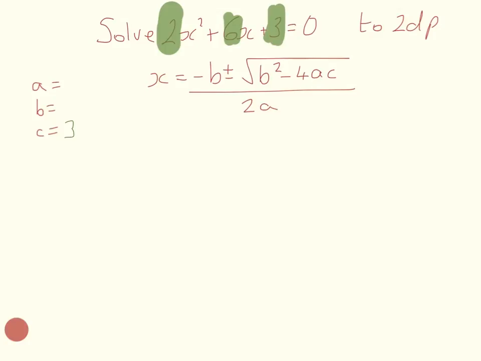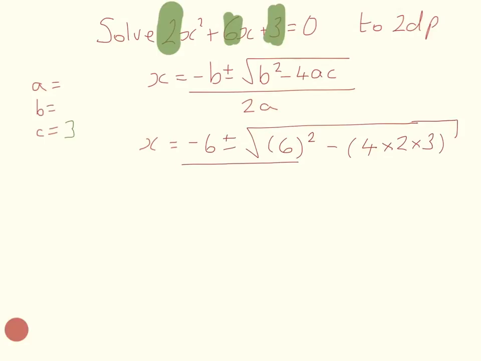All we do now is we substitute these values into our equation. So x equals minus b, so minus 6 plus or minus the square root of 6 squared minus 4 times 2 times 3, and that's divided by 2 times 2.